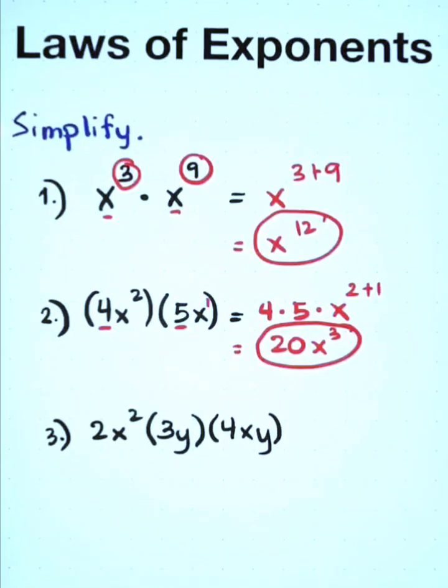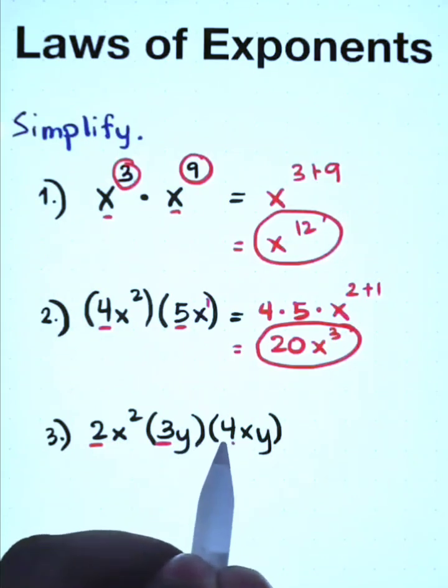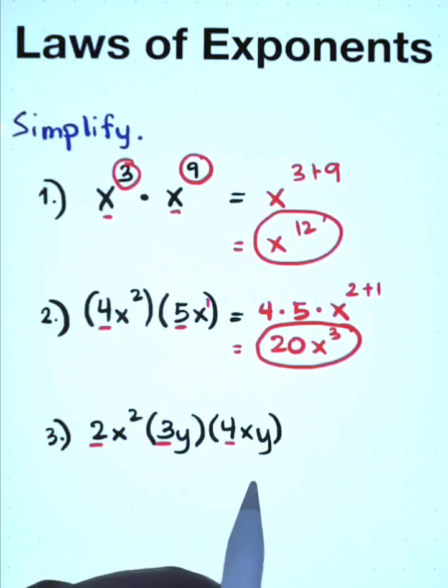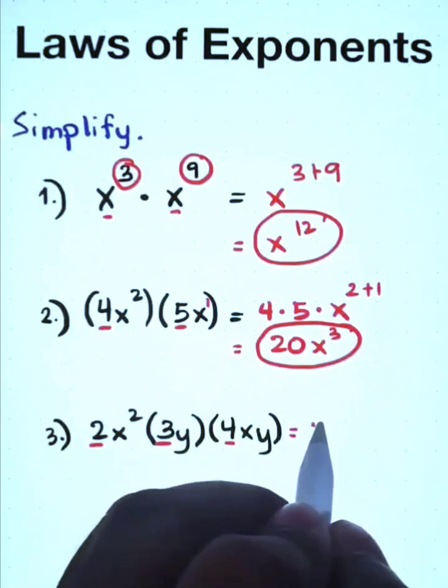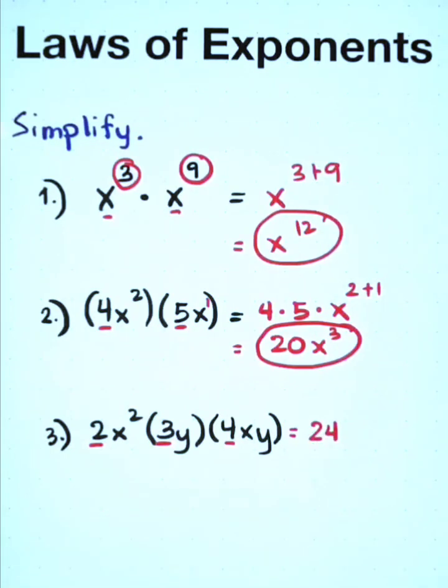Let us proceed with item number 3. In number 3, we have 3 different expressions to be multiplied. And don't worry, because this one is an easy example. Multiply first the numbers. 2 times 3, which is equal to 6, times 4, that will give us the answer of 24. For the variables, if you notice, we have 2 different variables.